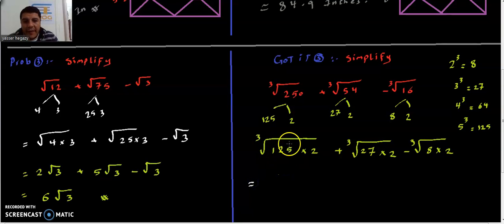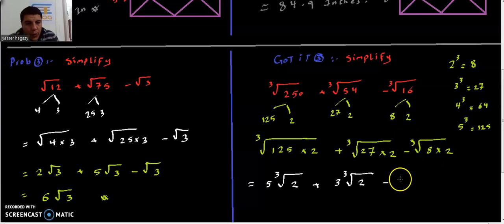Take 125 outside the root, so it will be 5 the cube root of 2, plus 27 will be 3, so 3 the cube root of 2, minus the cube root of 8, it will be 2 the cube root of 2. Can we add or subtract? Yeah, we can. The same index, the same radicand. 5 plus 3 minus 2. 5 plus 3 equals 8, minus 2 will be 6 the cube root of 2. That's it.